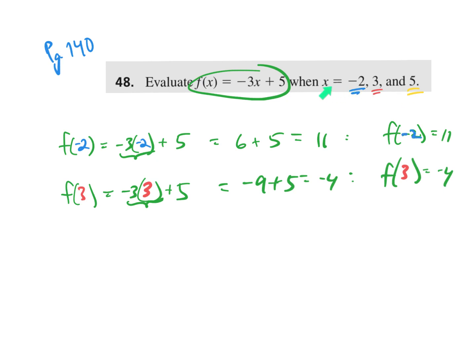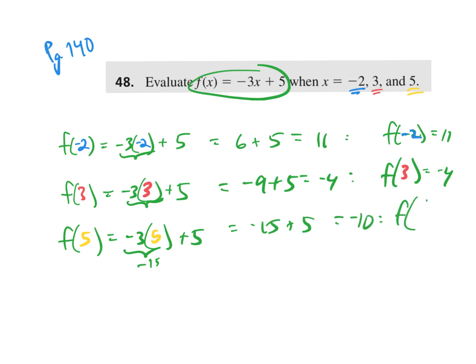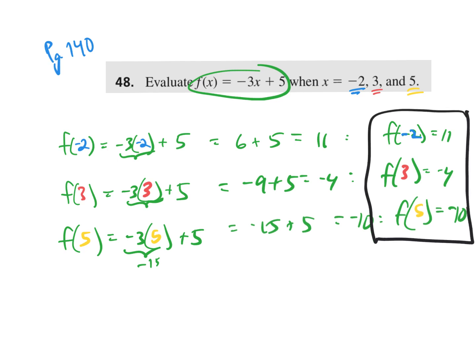Finally, what about when x equals 5? We'll substitute 5 in for x, and this will say f of 5 equals -3 times 5 plus 5. So f of 5 is equal to -15 plus 5, which is -10. F of 5 is -10. And this problem is complete.